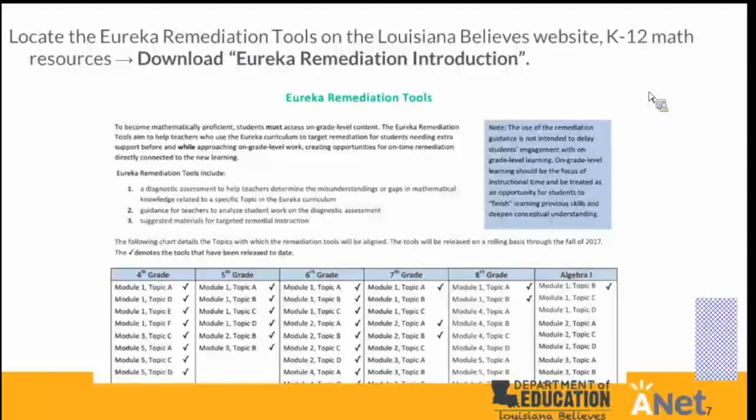As you're looking at the document, you'll see that this lists all the diagnostic tools that will be created this year. So for instance, if we are looking at 6th, 7th, 8th grade and Algebra 1, since that's our group for the webinar today, the modules and topics listed are those that will have a diagnostic created this year, and a check mark means that that diagnostic tool is already completed and posted on the website for teachers to use. Those without a check mark will be coming and are coming on a rolling basis this fall.